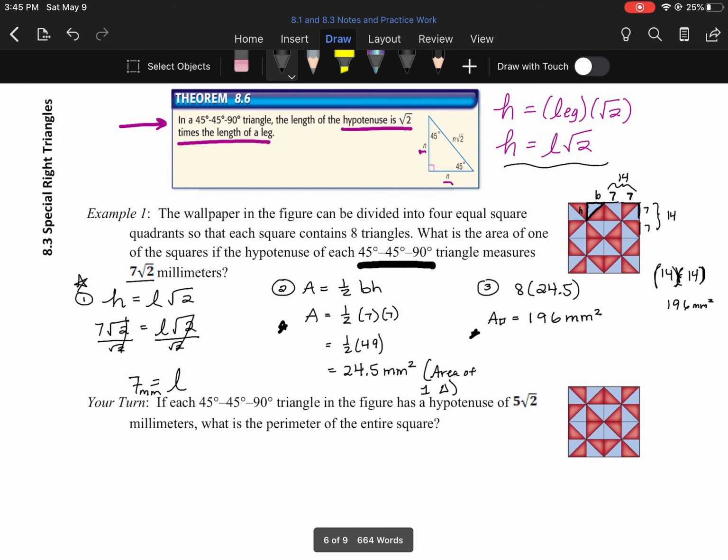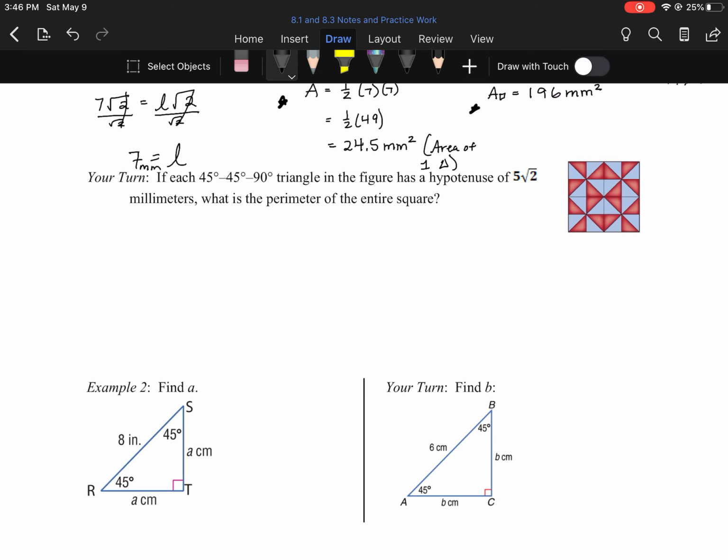So take a moment, try the your turn. I am going to give you a heads up. This one's not asking for area. It wants the perimeter of the entire square. So when they mean the entire thing, they mean this whole outside. Okay? They want the whole outside piece there. Not just one of those squares. They want the whole entire thing. So take a moment, pause the video, try this next your turn.